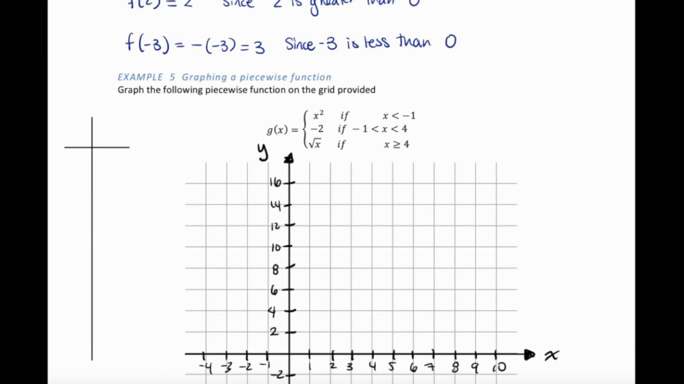Set up a little table here on the side, and here are my inputs of x, and here are my outputs of g of x. So on a table, these inputs are my domain values. These are my range values. I'm going to take a moment to label that. This is an aside. These are the domain, and these are the range.